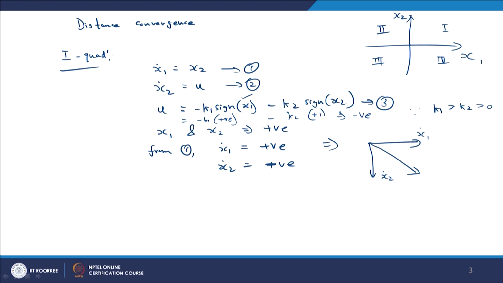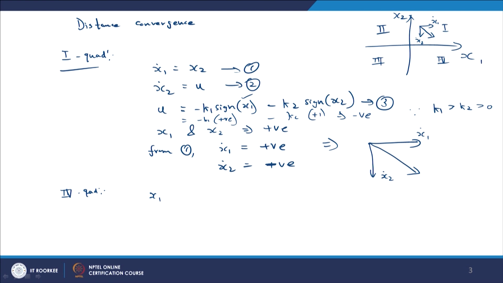So, in the first quadrant what we have is x1 dot, x2 dot. So, we have the direction of the state trajectory in this way. Similarly, in the second quadrant, what we have is... sorry, we can take the fourth quadrant because we come in this direction. We take first quadrant 1 and then quadrant 4.